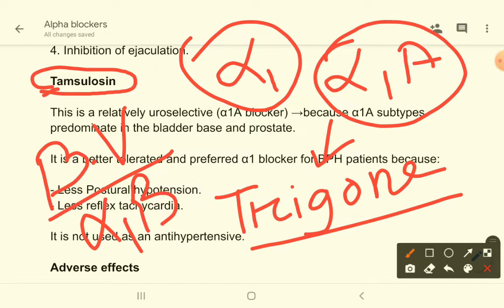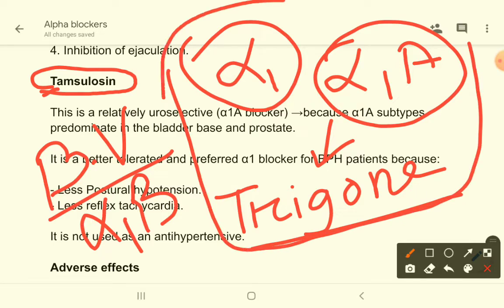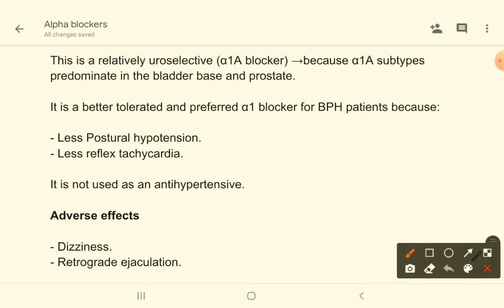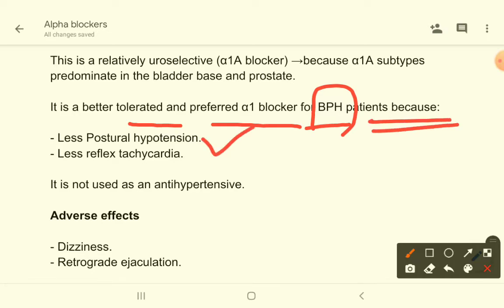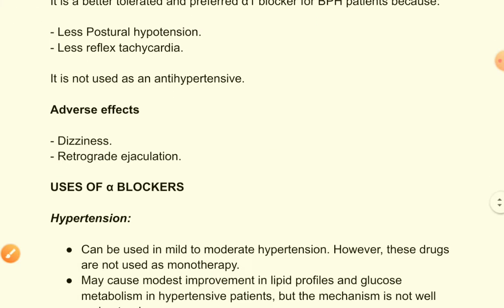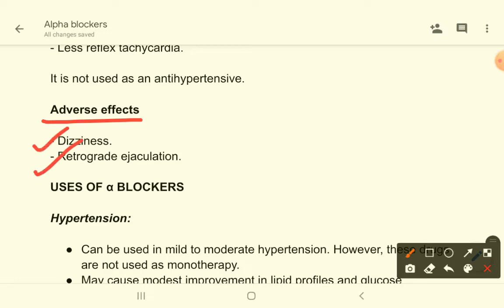So tamsulosin acts on the urinary bladder and prostate, but it does not act on the blood vessels and does not cause reduction of blood pressure. So this is a better tolerated and preferred alpha 1 blocker for BPH, benign prostatic hyperplasia, because it causes less postural hypotension and less reflex tachycardia. And it is not used as an antihypertensive because it does not block the alpha 1B receptors which are present on the blood vessels. So it can have some adverse effects like dizziness and retrograde ejaculation.